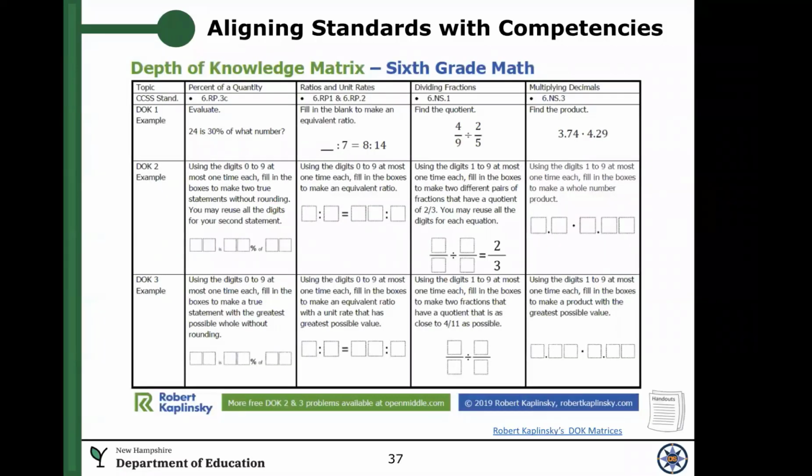And here's an example of Robert Kaplinsky's depth of knowledge matrix. This is the 6th grade one. And in the handouts, the link that you'll get to the handouts later on, there are the matrices for 7th and 8th grade also, as well as Algebra 1.